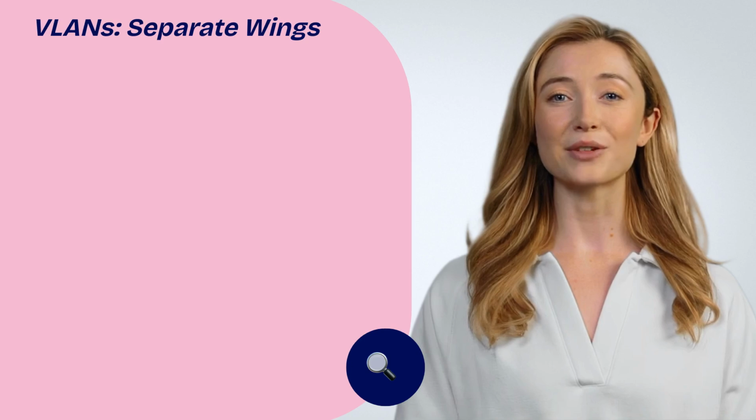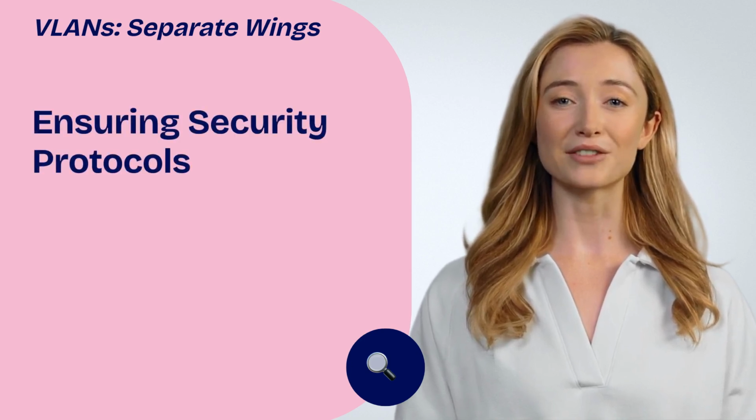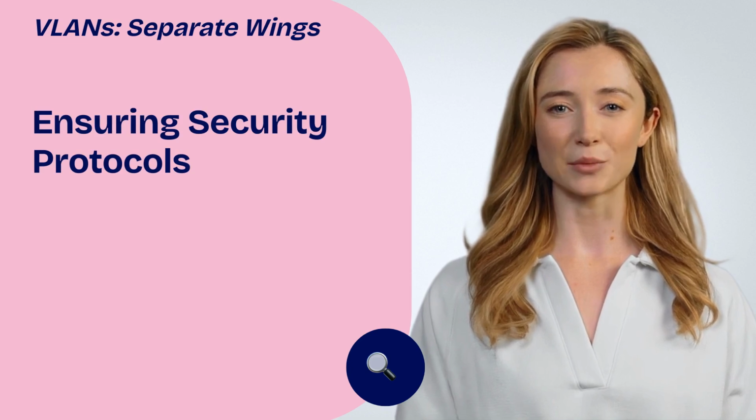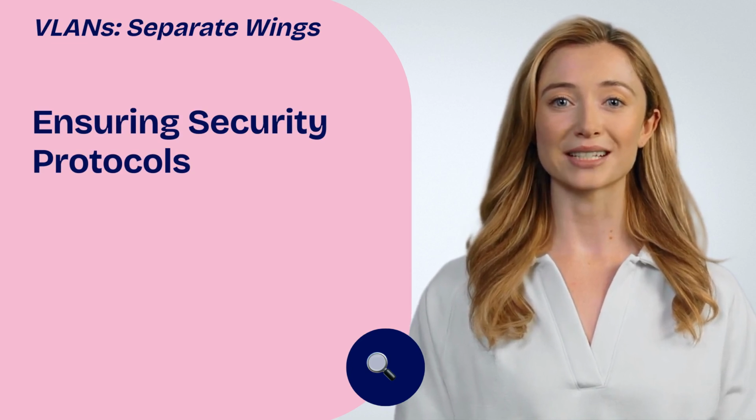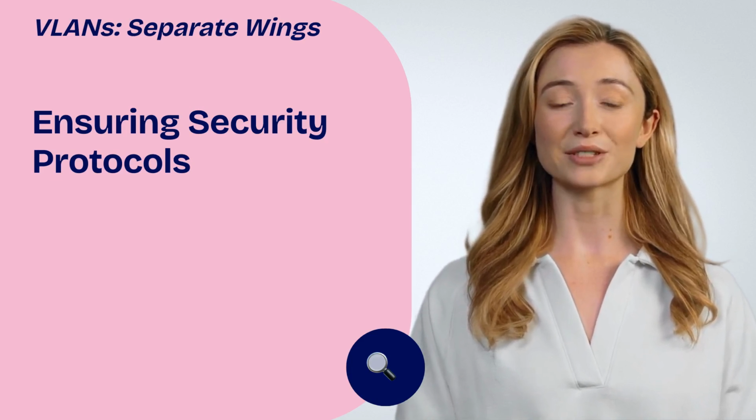VLANs, like creating separate wings in our mall where each has its own security protocol. You might have one VLAN for your sales team and another for your accounting department, ensuring they don't mingle unnecessarily. This prevents someone on the sales VLAN from accessing the accounting VLAN, even if they're on the same physical network.